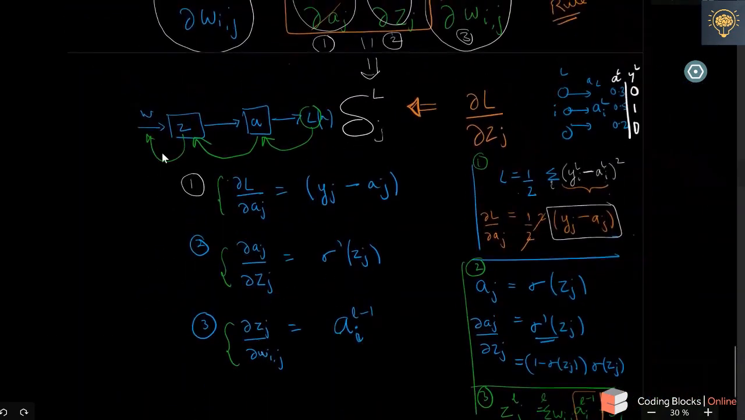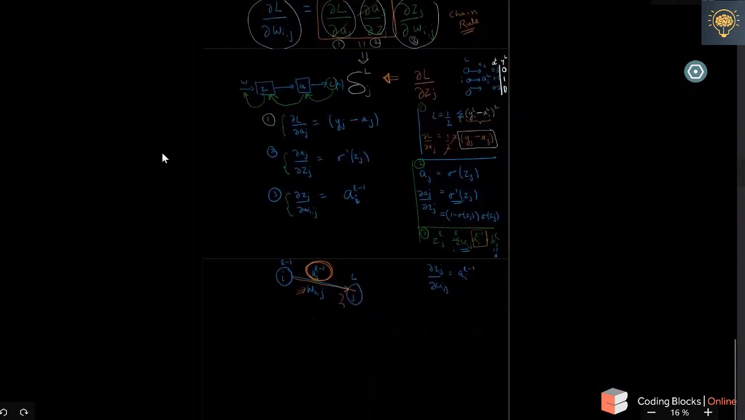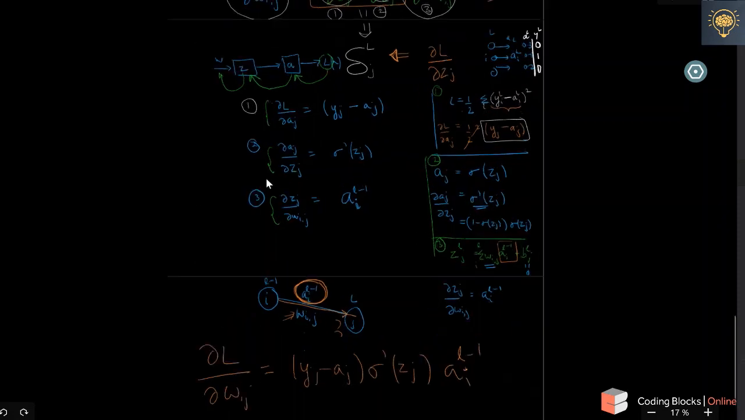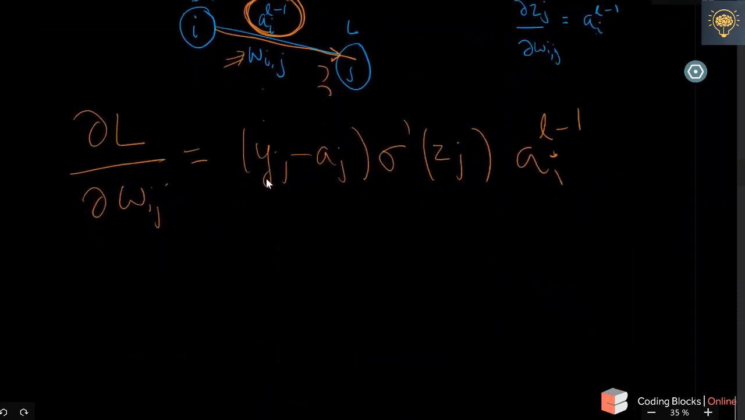Now if I combine all these terms and write the formula for del of L with respect to del of wij, it becomes (yj minus aj) into sigma dash of zj into a of i of l minus 1. So this is what it becomes. This is how the weights are going to change.